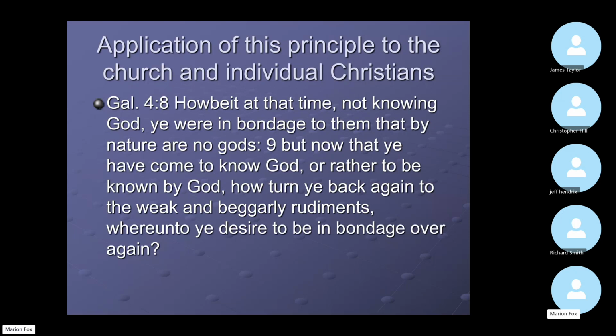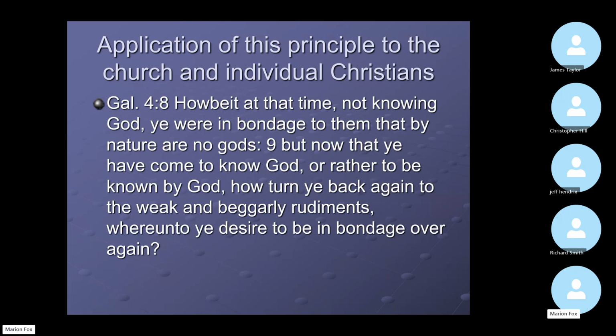And so you were in bondage to them that by nature are no gods. That's before you became a Jewish proselyte. But now that you have come to know God, or rather to be known by God, I turn you back again to the weak and beggarly rudiments. And so they're turning back to Judaism. So these people had been pagans, they became Jewish proselytes, and then they became Christians.